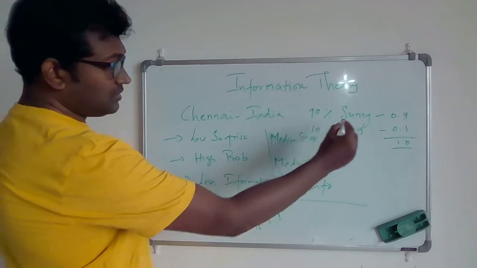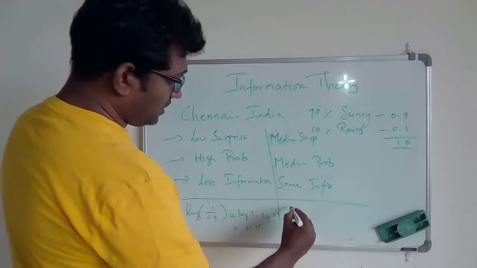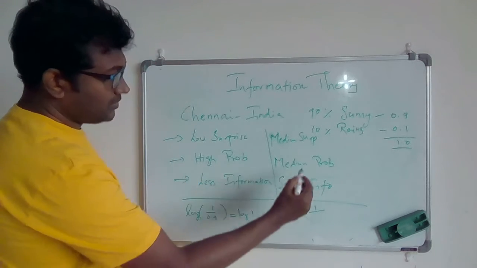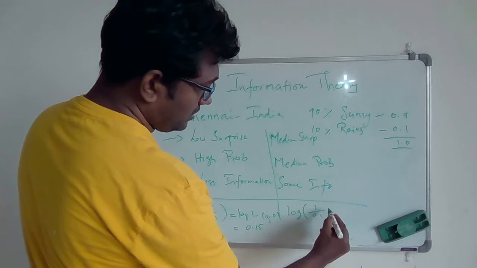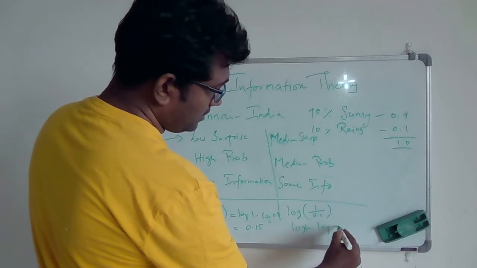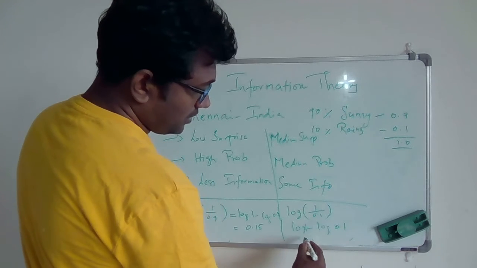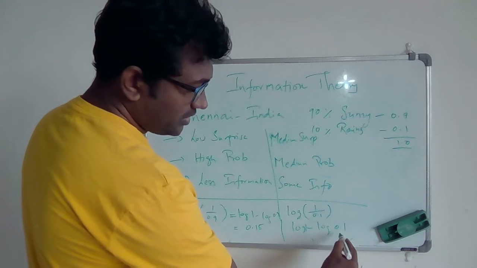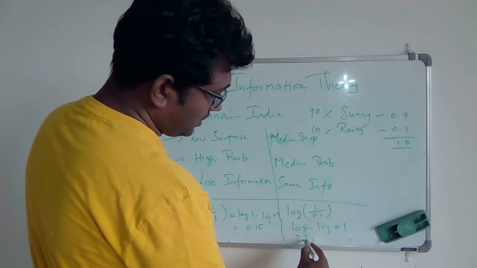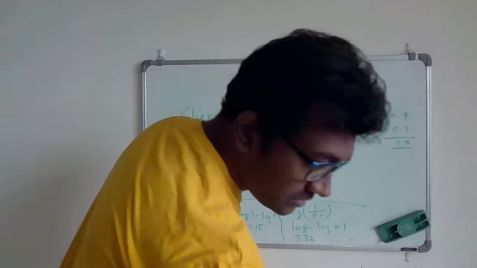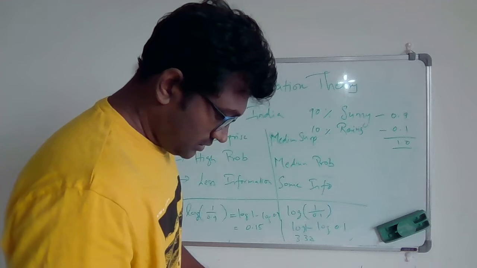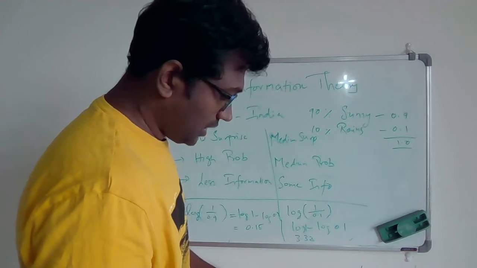For this case, we take log of 1 by the probability. The probability of that rain happening is 0.1. So it's log 1 minus log 0.1. Log 1 is 0, log 0.1 is minus 3.3 or something, so this becomes 3.32 or something. Let me check the exact value. It should be 3.2. Yeah, 3.2.